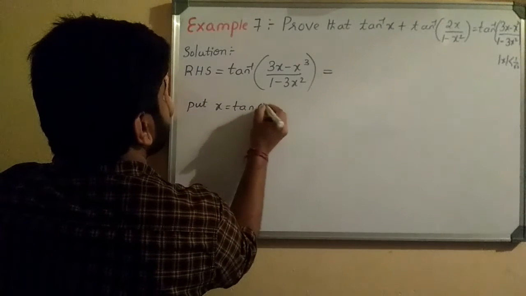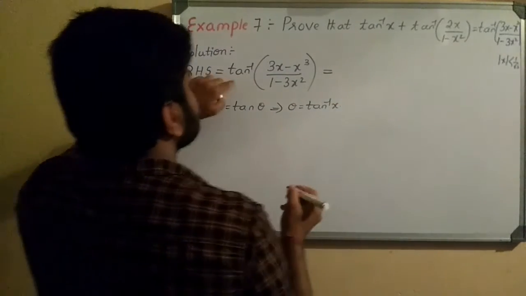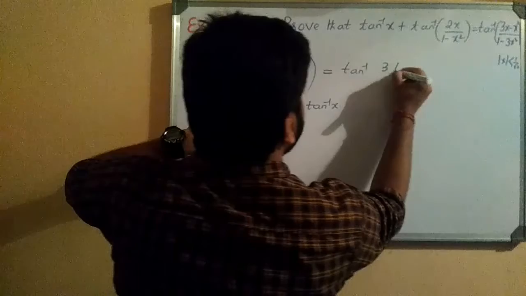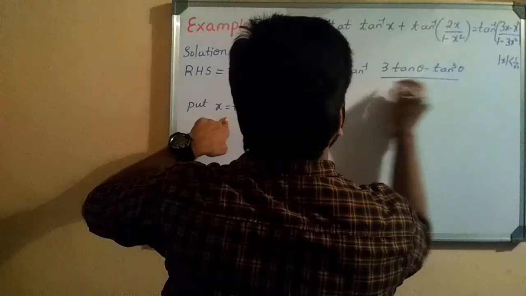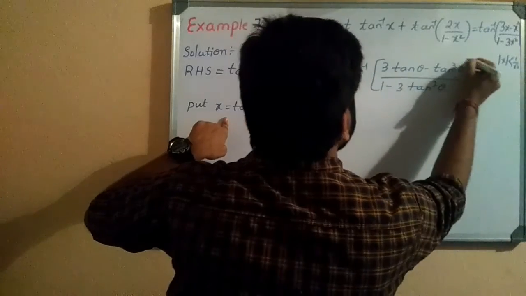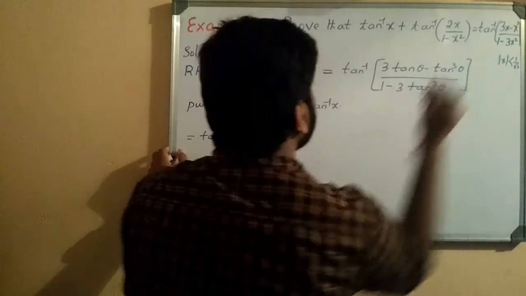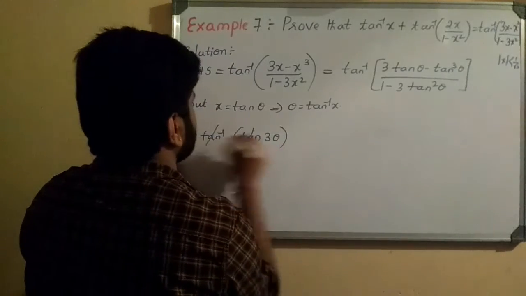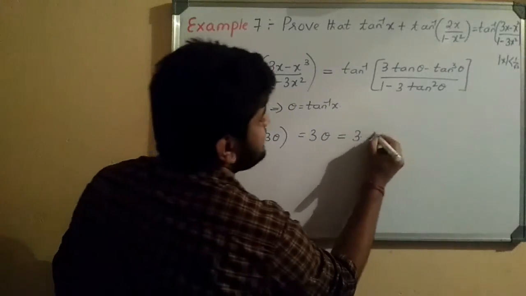tan theta, so that theta becomes tan inverse x. So here tan inverse of 3 into x means it is tan theta minus tan cube theta divided by 1 minus 3 tan square theta. So this is actually the formula of tan 3 theta, which is equal to 3 into theta, which means 3 tan inverse x.